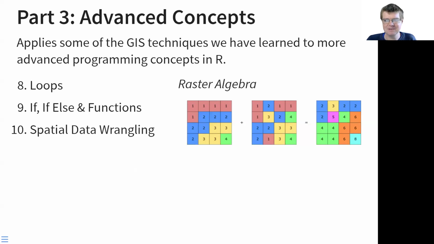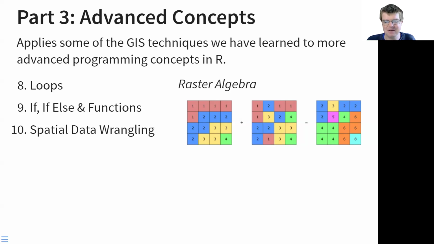Part 3 gives us some more advanced concepts. So we apply some of the GIS techniques to more advanced programming concepts in R. So this is really useful. These things like loops that allow us to create multiple maps quickly and easily, if and if else functions, and your own functions as well, if you want to get a bit more advanced.